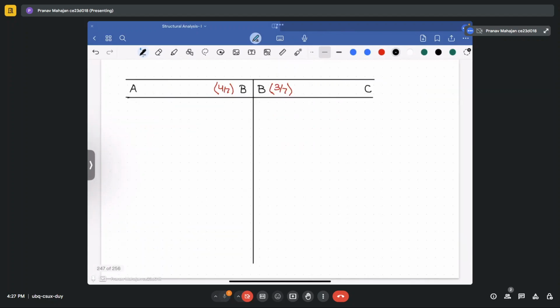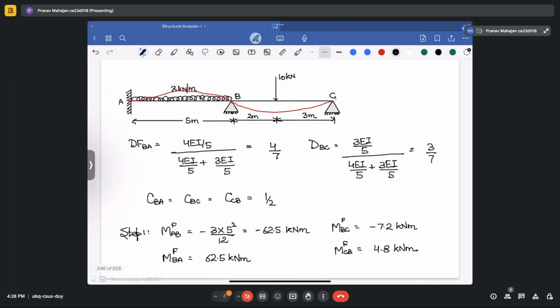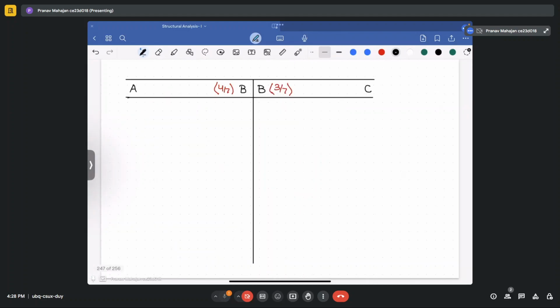Okay. So first we will write the fixed end moments here. So let me correct it. It is not 62.5, it is 6.25. So this is 6.25 and this is also 6.25. So that will be minus 6.25. Here it would be 6.25. Then here for BC span, it is coming out to be minus 7.2 and 4.8. So this is your fixed end moments.